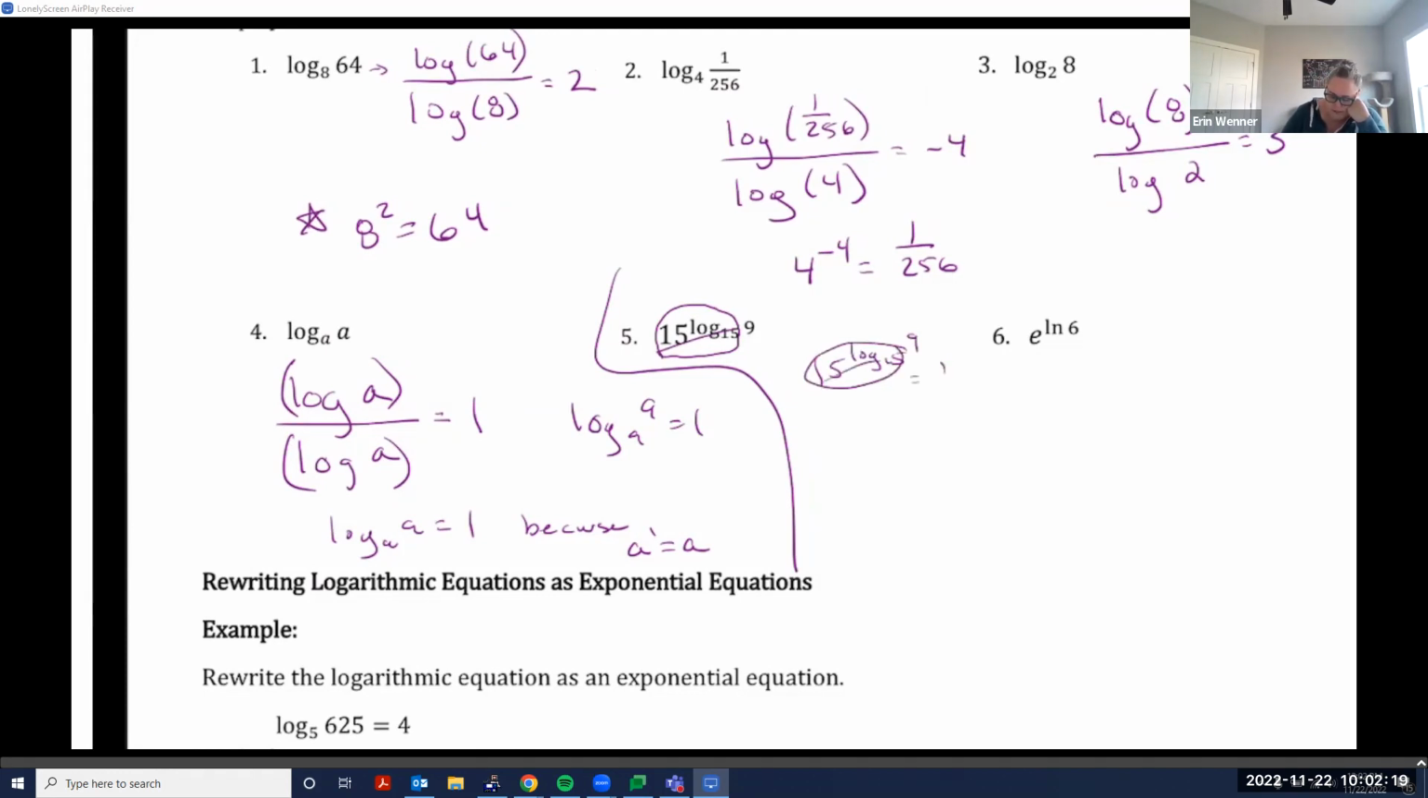And I didn't get into this yet, but we talked about E. E is the base of natural logarithms. So, well, 15 and log base 15 cancel. Ln, the assumed base here is E, because 10 and log go together, and E and Ln go together.